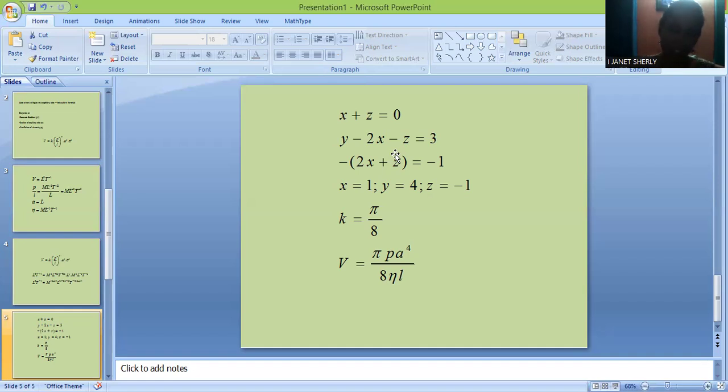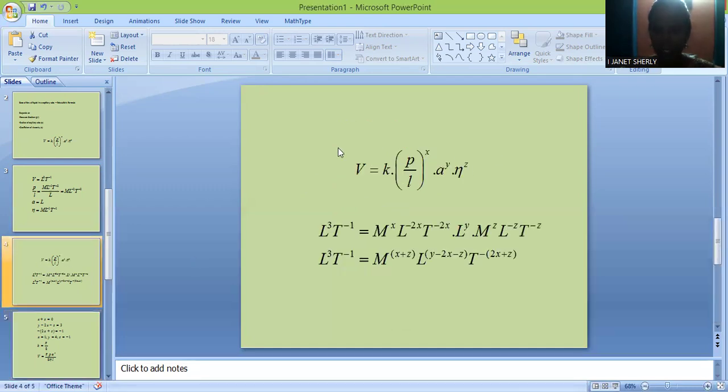So after solving these equations, I'm getting the values of X, Y, and Z as X is equivalent to 1, Y is equivalent to 4, and Z is equivalent to minus 1. So hope you remember we have ignored the value K because it's a constant. So now I'm just going to give the value of K as pi by 8. Now I just need to substitute the values of X, Y, Z, and pi by 8. X is 1, keep this in your mind. Y is 4 and Z is equivalent to minus 1. K is pi by 8, and I'm just going to substitute everything together in this formula.